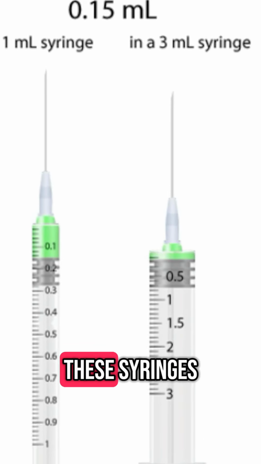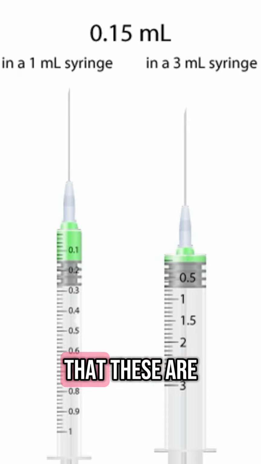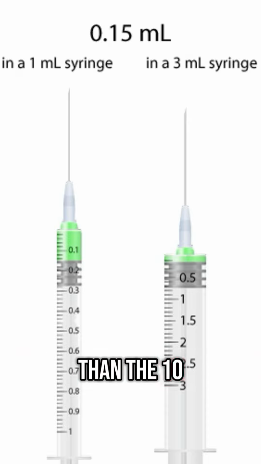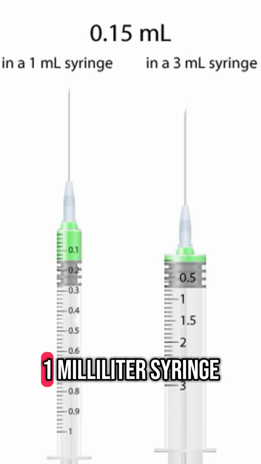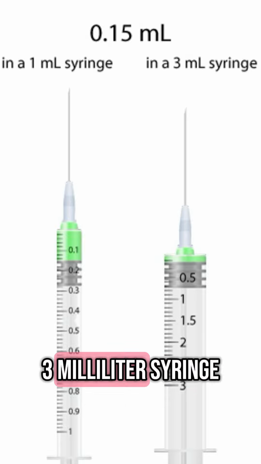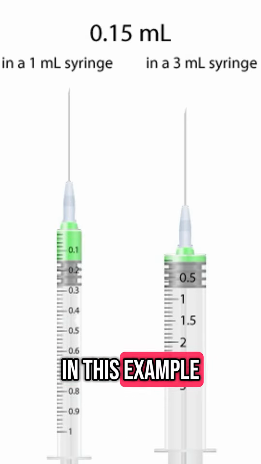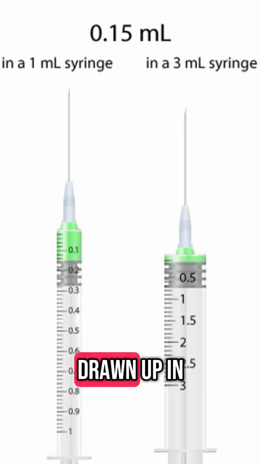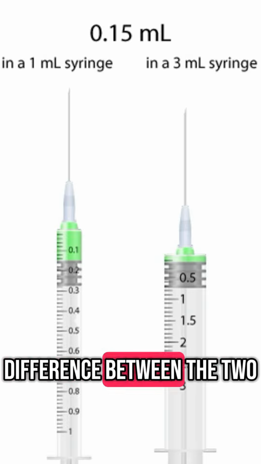Now, looking at these syringes, you can see that these are definitely different milliliter syringes than the 10 milliliter syringe. As you can see, the first one is a 1 milliliter syringe and the second one is a 3 milliliter syringe. In this example, it is showing 0.15 milliliters of a solution being drawn up in both syringes so that you can see the difference between the two.